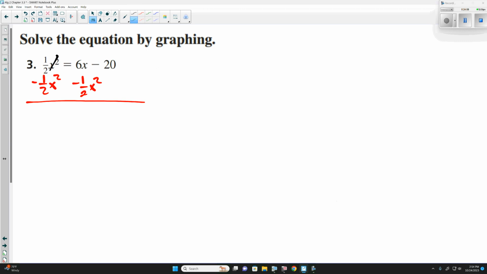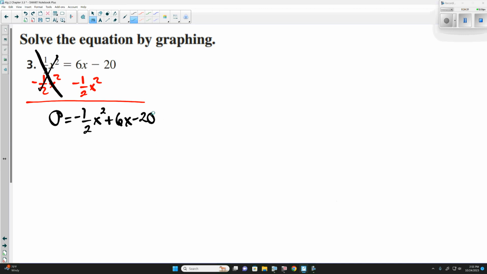And when we do that, the 1/2 x squared minus 1/2 x squared becomes 0. Negative 1/2 x squared plus 6x minus 20. We get this here.